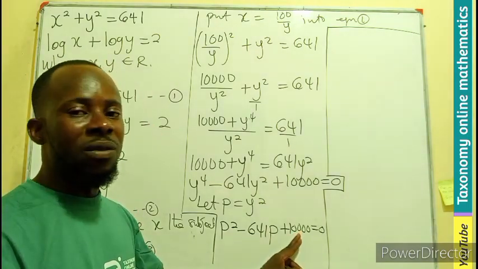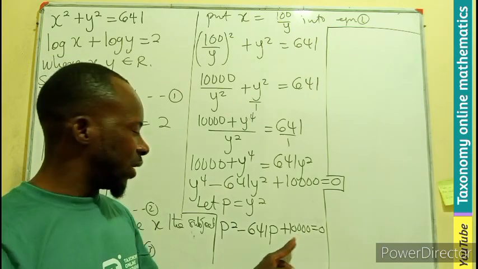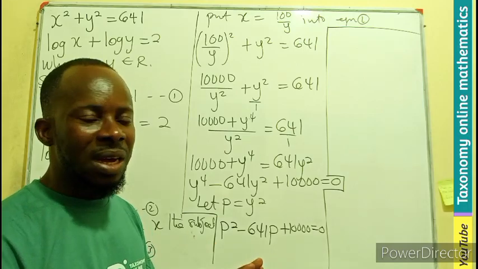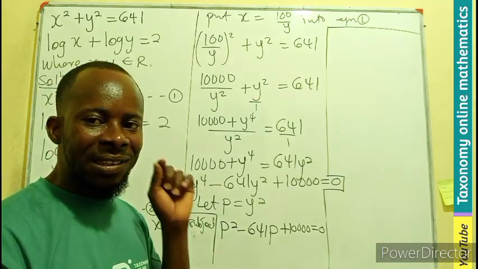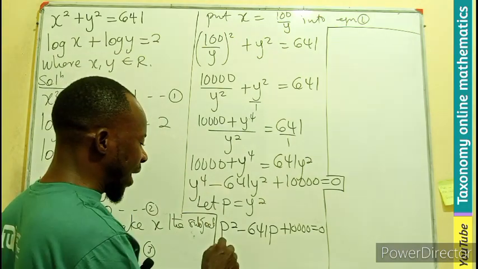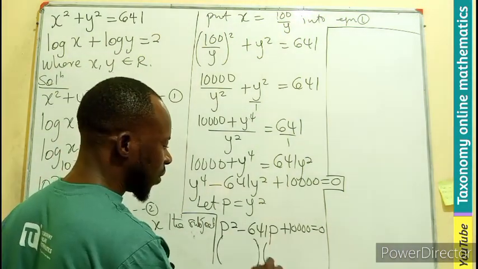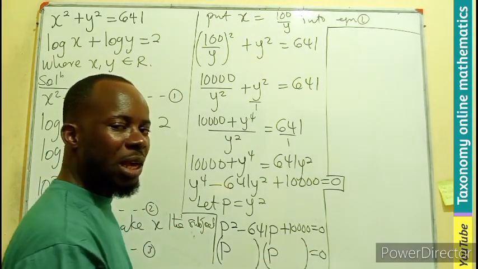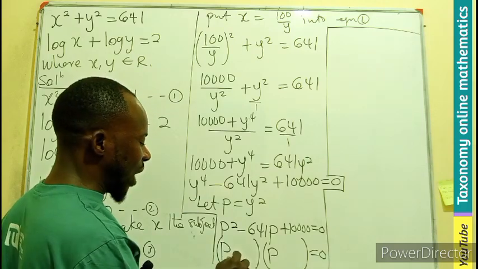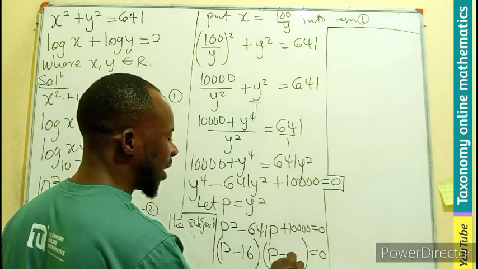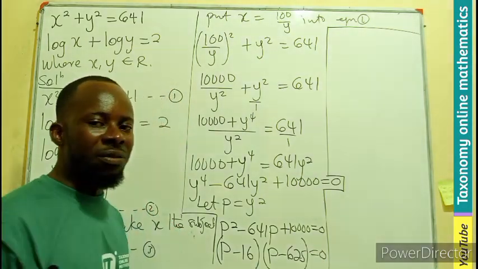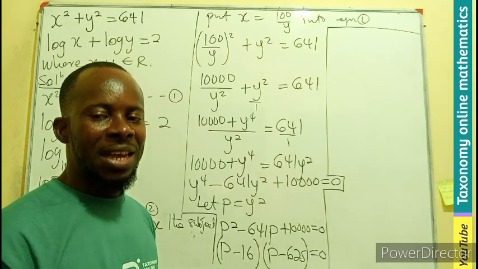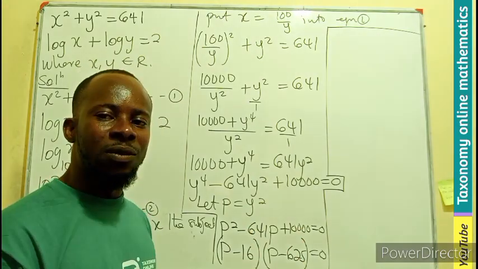Looking for factors of 10,000 which, when you add, you get 641. And the two factors must be negative. And those two factors will be 16 and 625. So we open 2 brackets, equals to 0. The first will be p times p. We know p times p gives us p squared. So we have the factors as negative 16 and negative 625. If you multiply these two, negative times negative, it gives you positive 10,000. If you add them, it gives you negative 641.